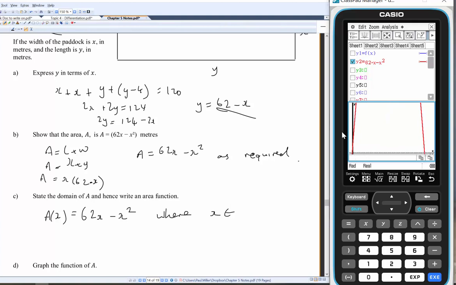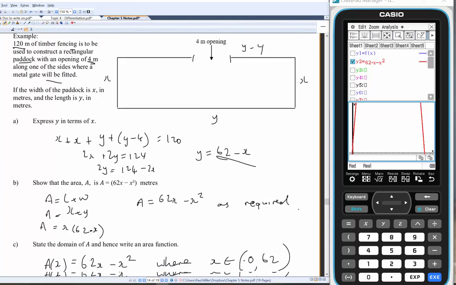So are we allowed to then just say where x is an element between, and don't write this down just yet because we'll discuss it, between 0 and 62, okay? Because that's when it seems to be producing a positive area, okay? Well, not really, okay? Now, why? All right, so we're saying that x can be anywhere between 0 and 62, okay?